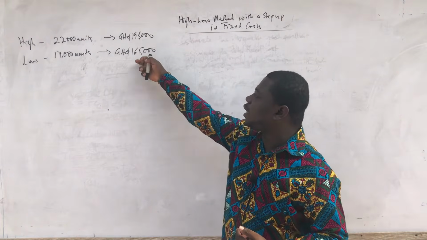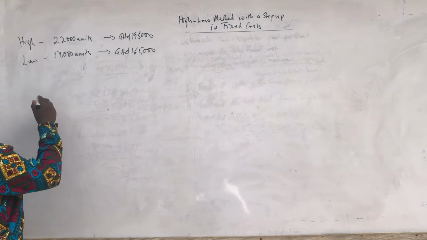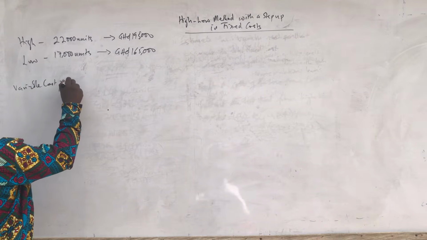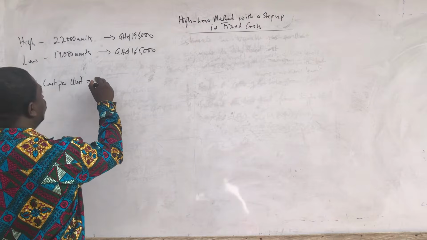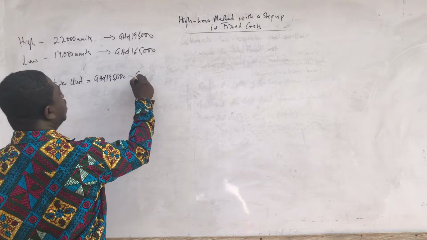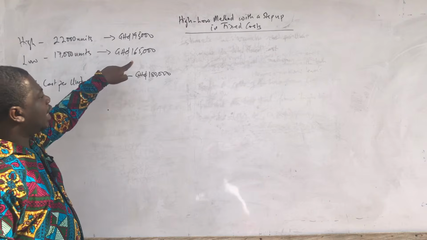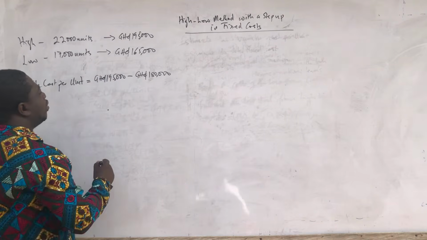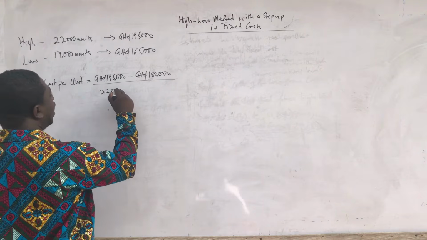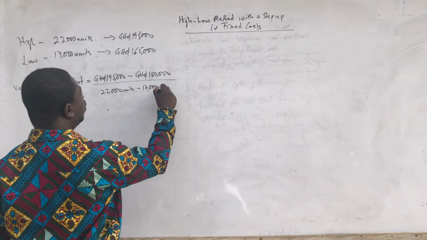So whichever way we want to go. Let us assume that this time we want to add the 15,000 to the lower level. And so we will say that your variable cost per unit will be equal to 195,000 minus, this time, 180,000, because I have added the 15,000 to the 165,000, all over the highest activity level of 22,000 units minus the lowest of 17,000 units.